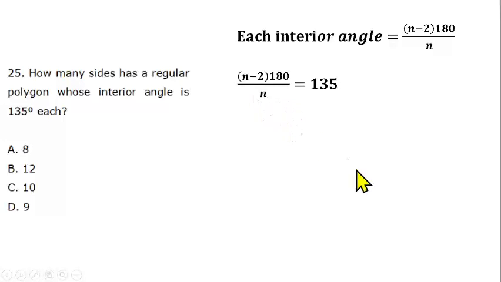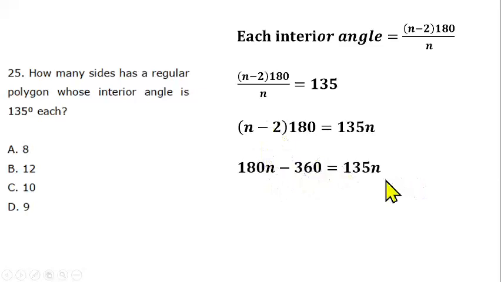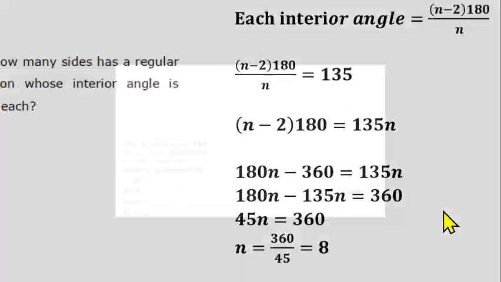So from there you can cross multiply. n will multiply this. So you have (n minus 2) into 180 equals 135n. Then from there we can open the bracket. 180n minus 360 equals 135n. Take like terms. You have 180n minus 135n equals 360. That should give us 45n. Then divide both sides by 45, n will be 8, which is option A as well.